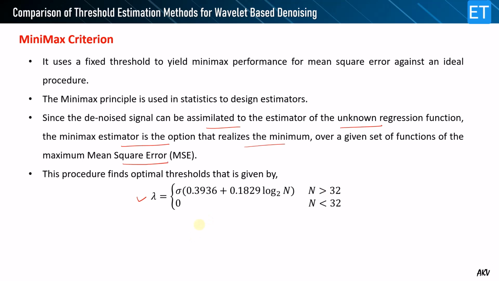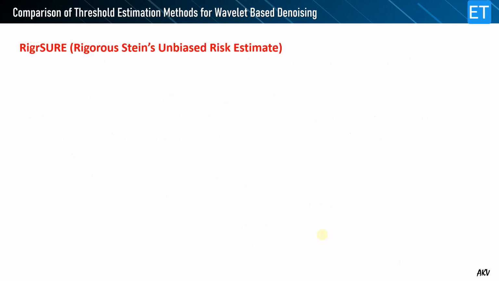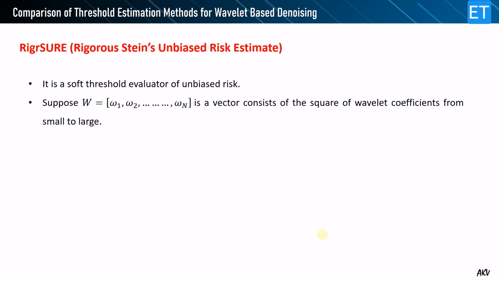otherwise it is 0. Where sigma is again the same, that is MAD, mean absolute deviation, as found in the previous universal threshold method, and n is the length of your wavelet coefficient vector, right? And next is the SURE, that is Stein's unbiased risk estimate. It says soft threshold evaluator of unbiased risk.